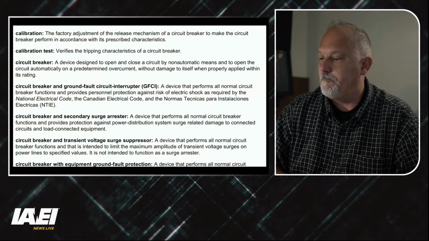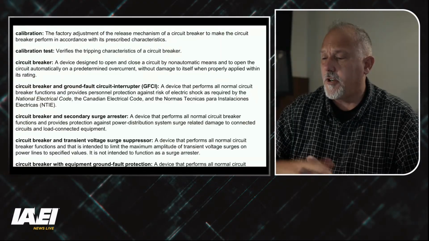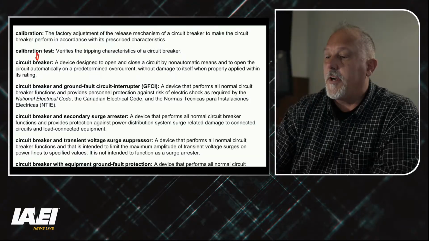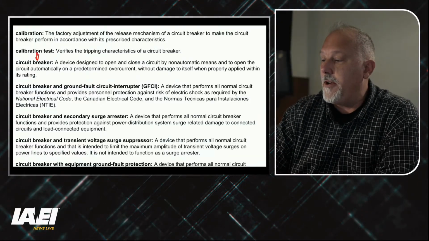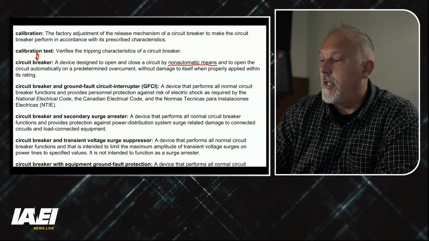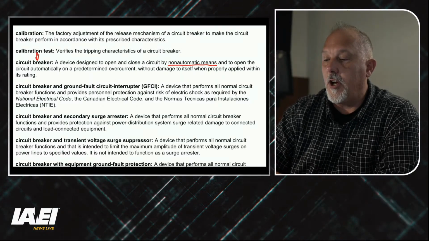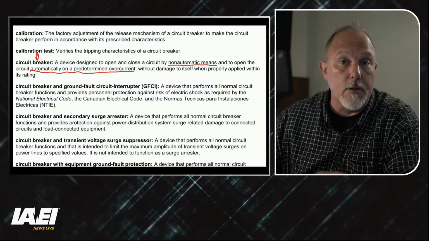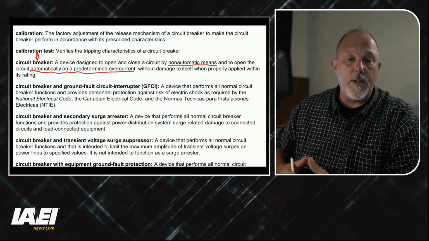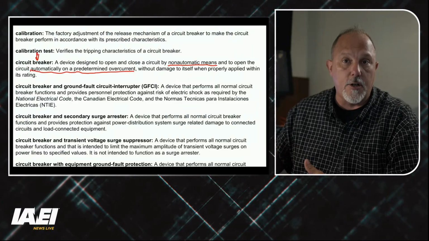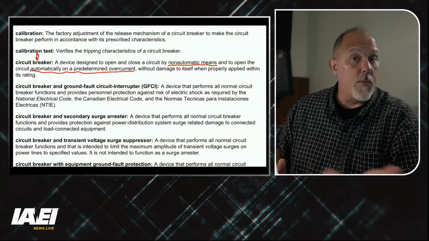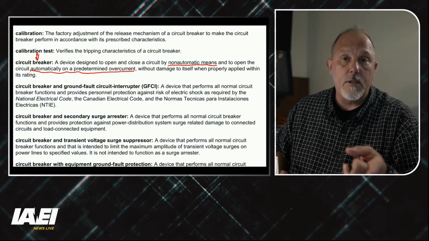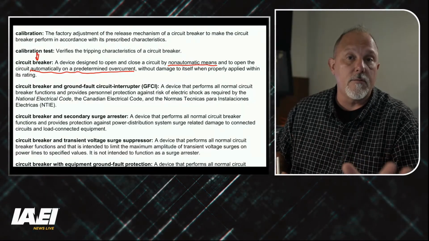It is free. Okay, so a circuit breaker. Let's take a look at this definition right here. A circuit breaker is a device designed to open and close a circuit by non-automatic means, and to open the circuit automatically on a predetermined overcurrent, and that's that trip curve that we looked at last week. Remember, last week we went over time current characteristic curves, and we showed circuit breakers. We also talked about fuses. We should have talked about relays too. Maybe I'll make a whole other session just on relays.